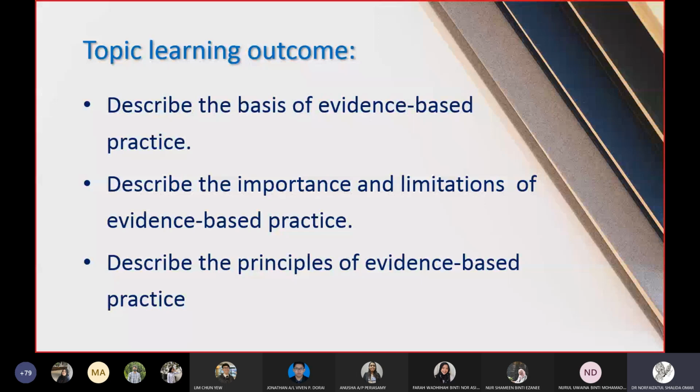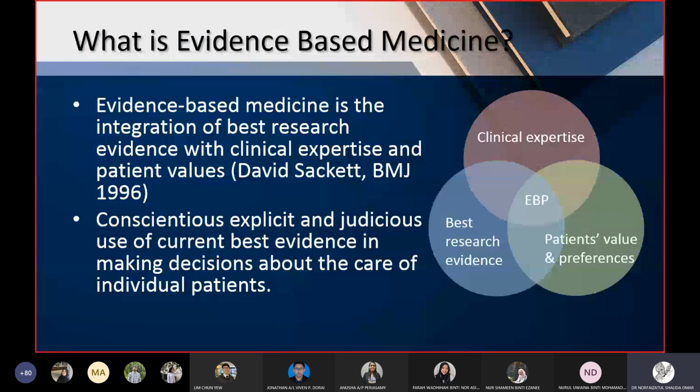So what does this evidence-based practice or evidence-based medicine mean? This one is based on the research way back in the early 90s. They came up with evidence-based medicine, which is the integration of best research evidence with clinical expertise and patient values. It means that when you are treating a patient, you need to put all these elements into consideration in your practice.